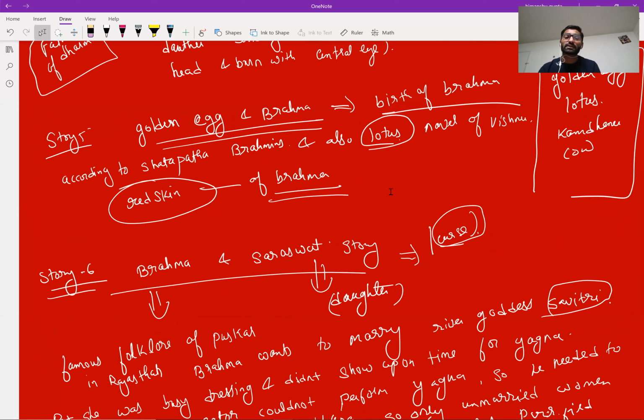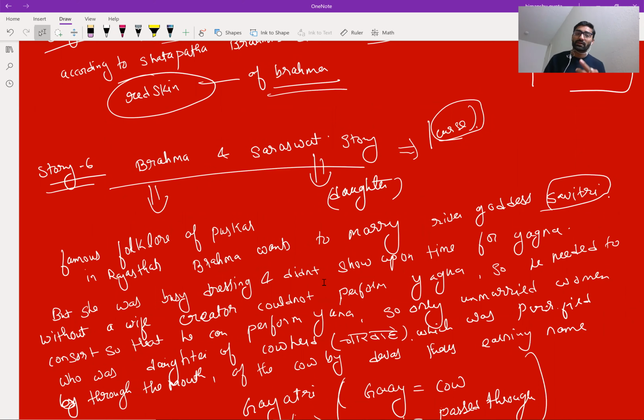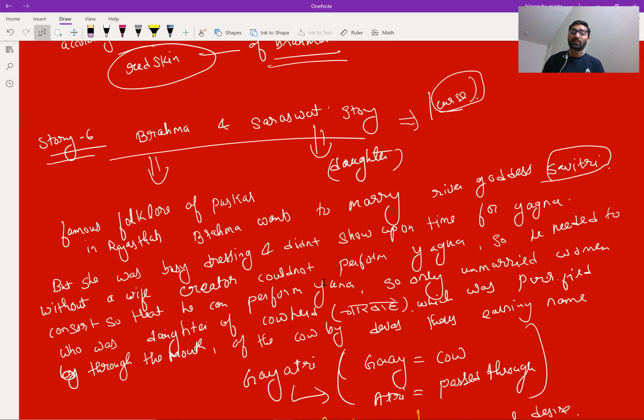Another story is the story of Brahma and Saraswati. Saraswati in some mythological stories has been represented as a daughter of Lord Brahma. There are two kinds of stories here. The first is the famous folklore of Pushkar in Rajasthan. It is said that Brahma wanted to marry the river goddess Savitri, but she was busy dressing and did not show up on time for the yagna, or havan. Without a wife, the creator could not perform the yagna, so he needed a consort.